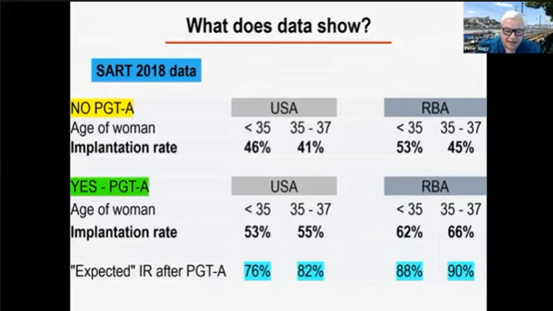And I think most of us would think that no. If you have, let's say, 40% aneuploidy rate in the group of less than 35, and you remove that 40% of embryos from the group of embryos that you transfer, then I actually calculated what should be the expected implantation rate in this group, and that should be 76% and not 53%. And similarly, in the 35 to 37 group, it should be 82% the expected implantation rate and not 55%. We got similar results also when we looked at our RBA data.